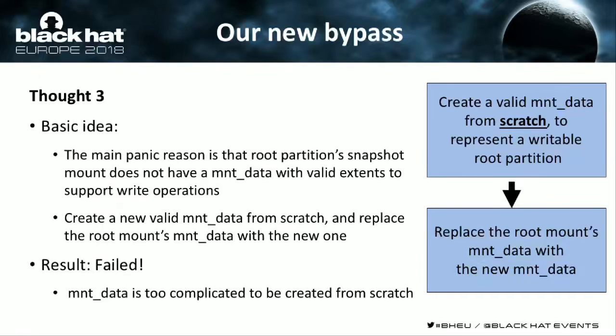Then the third thought. As we know, the root cause, as I have explained, is that we don't have a valid extent structure in the mount data field of the root partition's mount. So maybe we can construct a new mount data with a valid extent tree from scratch, representing a writable root partition, and replace the original mount data with this newly constructed one. Also, this attempt fails because the mount data is too complicated. We cannot create it from scratch.